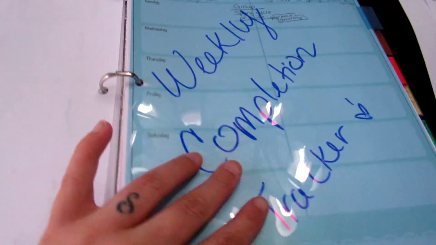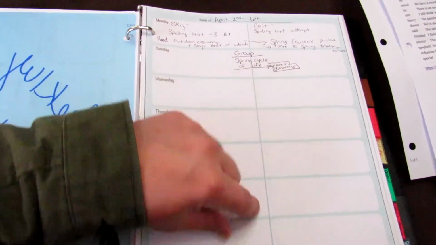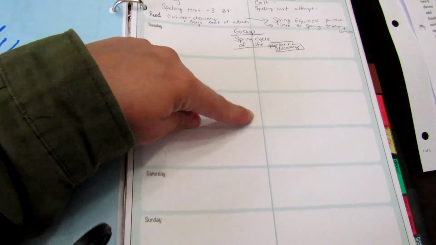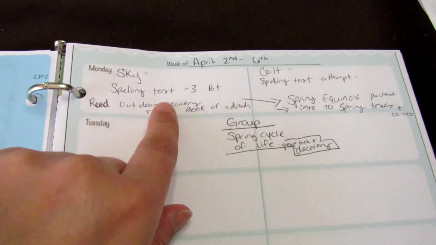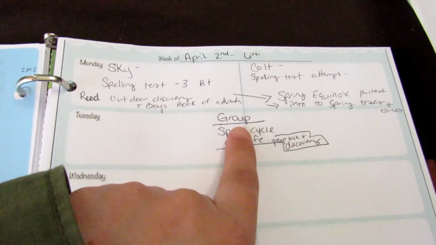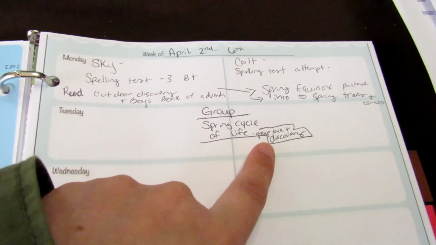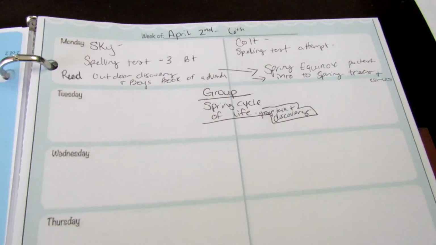This is a weekly completion tracker that I made. I got the image base off of Google Images. So it's just a weekly thing, and I actually went on Picmonkey and put in the line to separate them for Sky and Colt. So I write down exactly what they do to keep track of what they've done. And today was group, and then we did discussion, and we're going to do discovery, which we're about to go do, so you'll see the clip again soon.